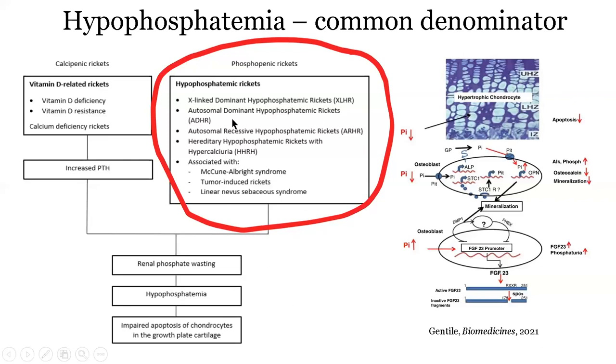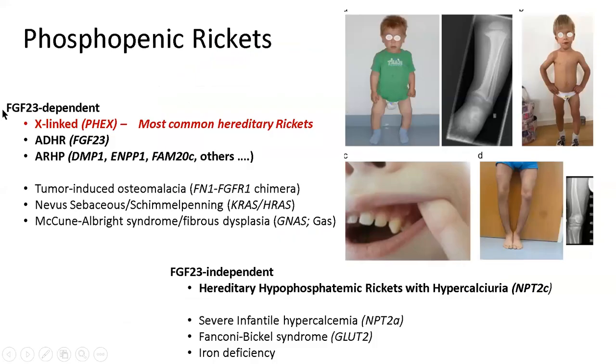So the main elements of phosphopenic rickets are the hypophosphatemic rickets, which are mainly dependent on FGF23. So FGF23 dependent rickets, the hereditary forms are X-linked, autosomal dominant, and autosomal recessive. So to note here is that X-linked hypophosphatemic rickets is the most common form of all hereditary forms of rickets. It's the most common amongst all. So they are generally characterized by disproportionate short stature, dental abscesses, and lower limb deformities in slightly elder children.